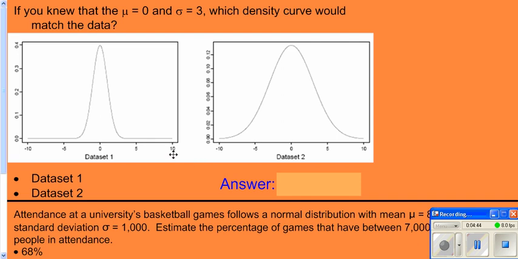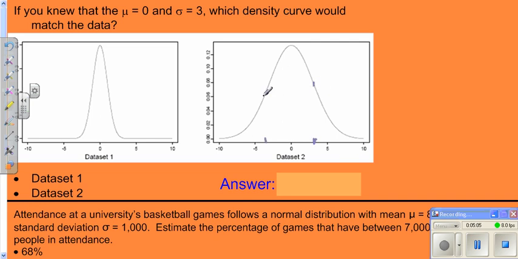Okay, which one of these would have a mean of 0 and a standard deviation of 3? Well, you see they both have a mean of 0. The question is, which one would have the standard deviation of 3? Is that this one here, where 3 ends up being approximately here?